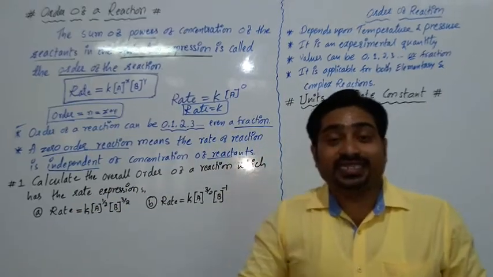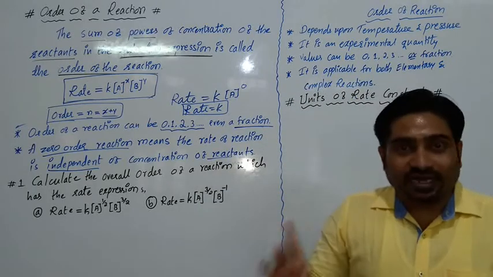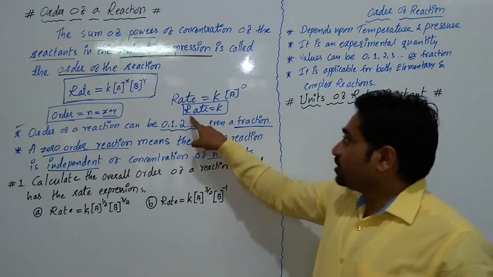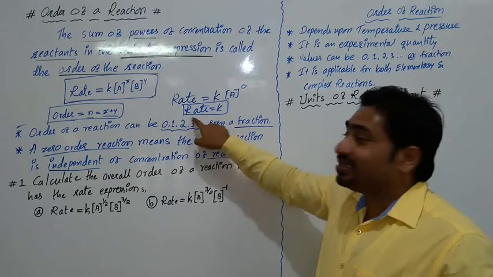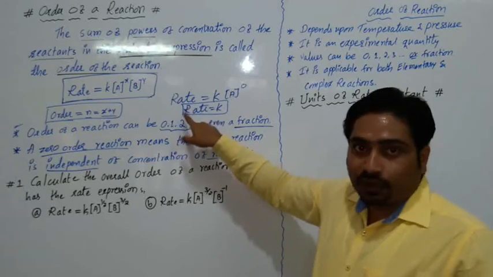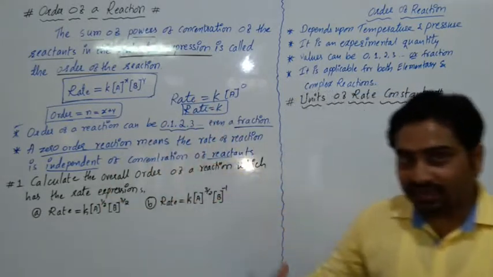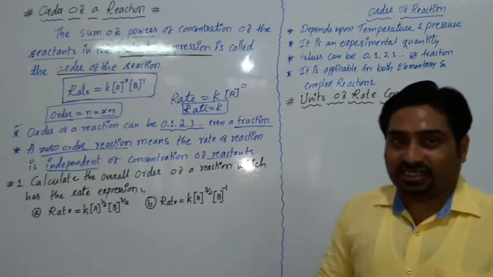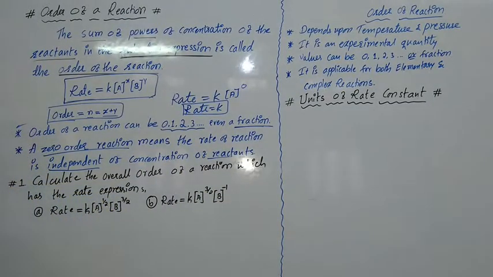Rate of reaction is independent of the concentration of reactant, because in this equation we cannot find any reactant concentration term. So the rate does not depend on reactant concentration. This is only for the zero order reaction.